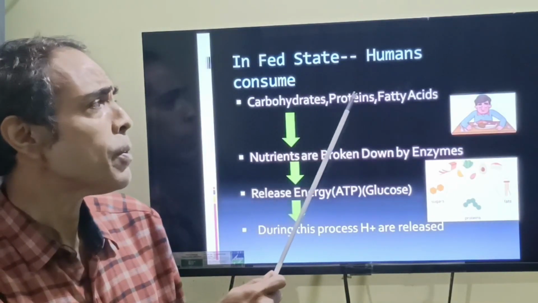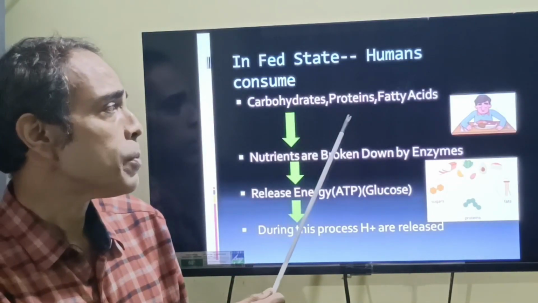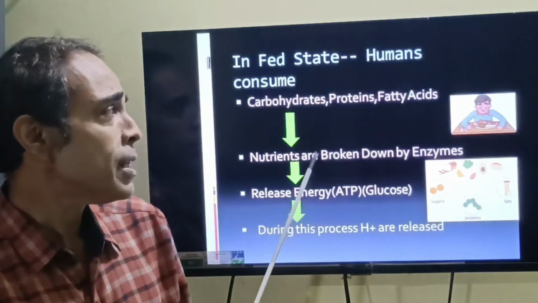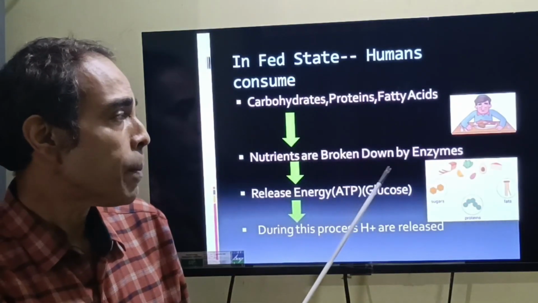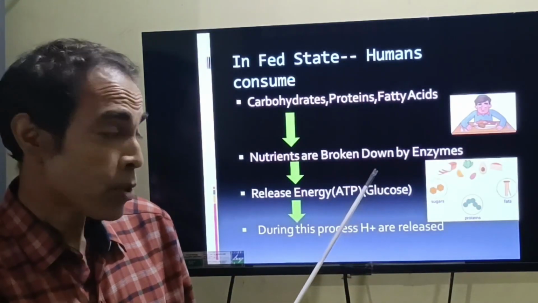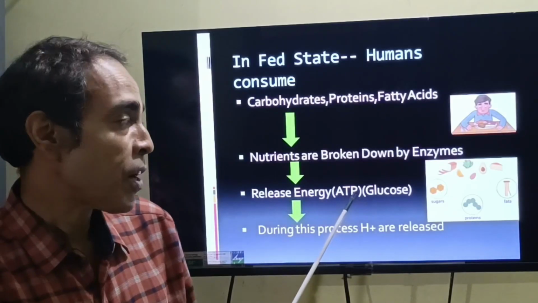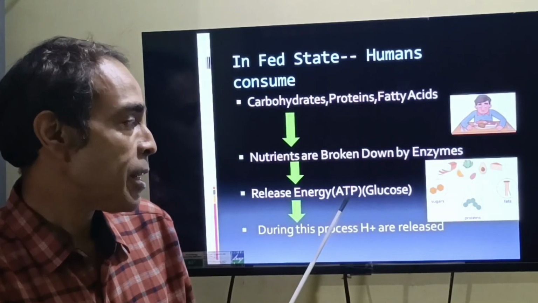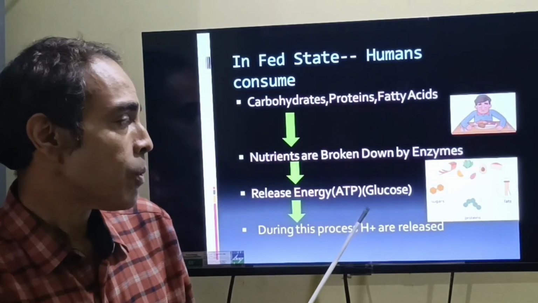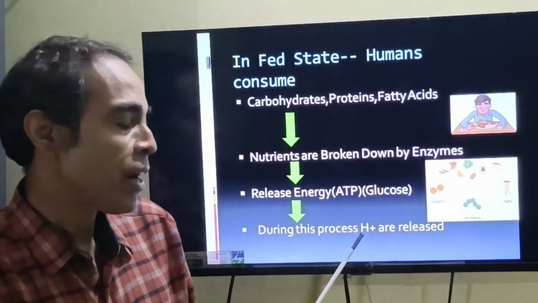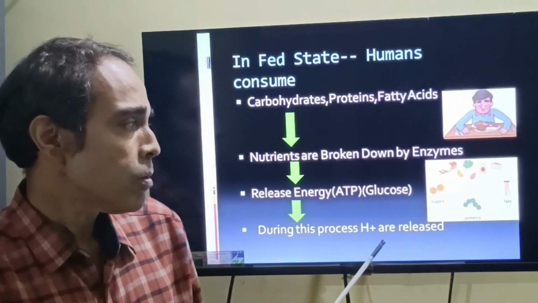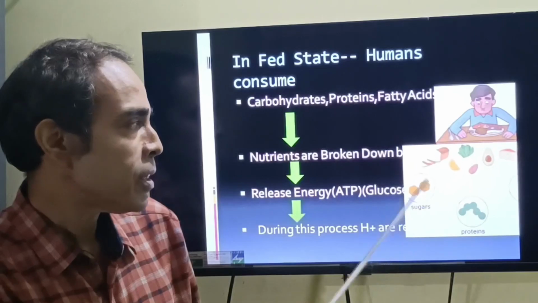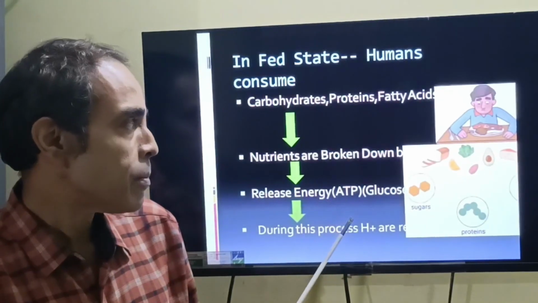Now in the normal feeding state, what does the human consume? Carbohydrates, proteins, and fats. These nutrients are broken down by enzymes, and during this process they release a lot of energy. This energy is mainly ATP, and when ATP is used, hydrogen ions are produced. So we take sugar, but these are all broken down by the enzymes.